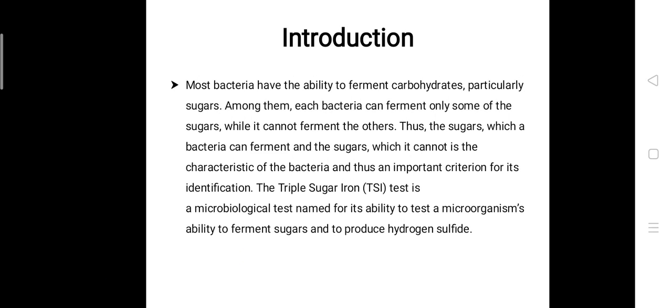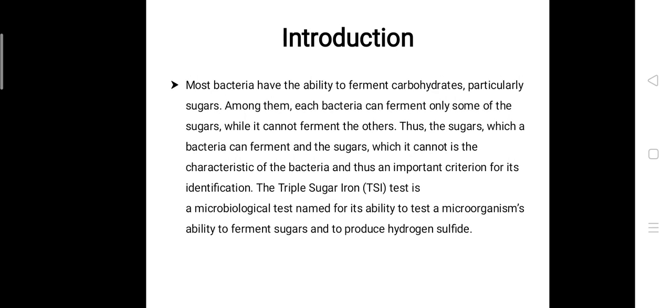Some bacteria have the ability to ferment carbohydrates, particularly the sugars, either glucose, sucrose, or lactose. Among them, each bacterium can ferment only some of the sugars, while it cannot ferment the others. Thus, the sugars which a bacterium can ferment and the sugars which it cannot is a characteristic of the bacterium, and thus it is an important criterion for its identification.